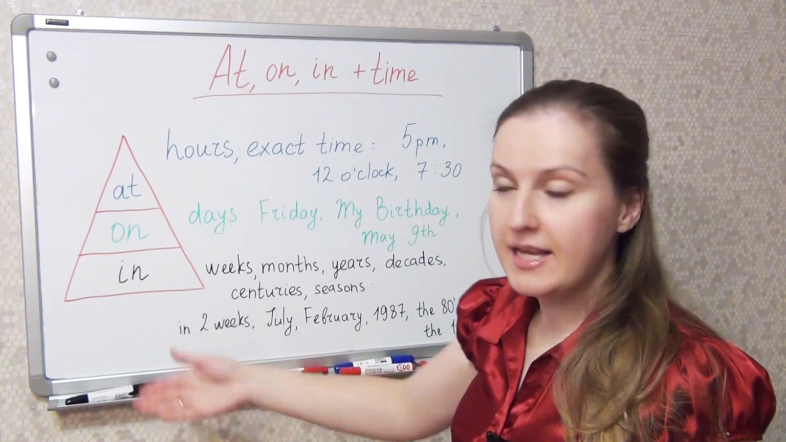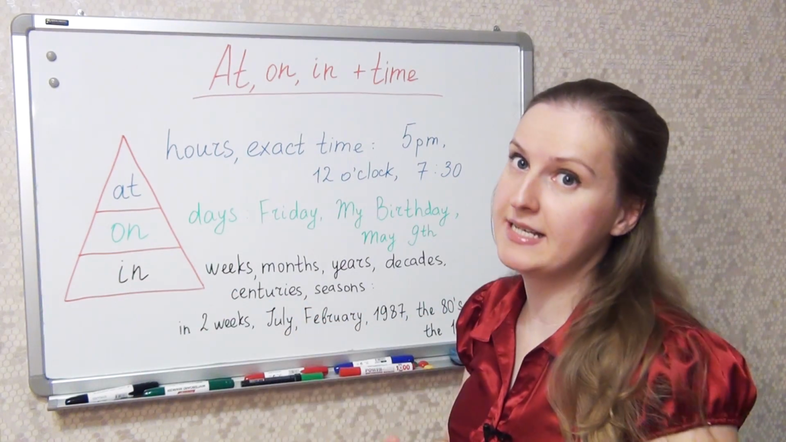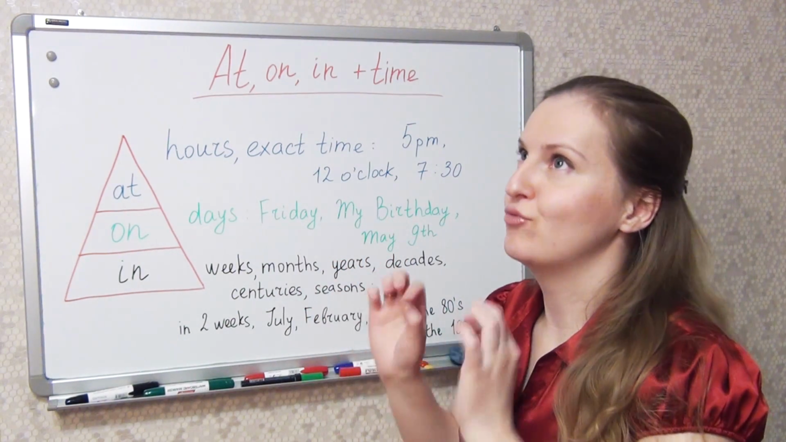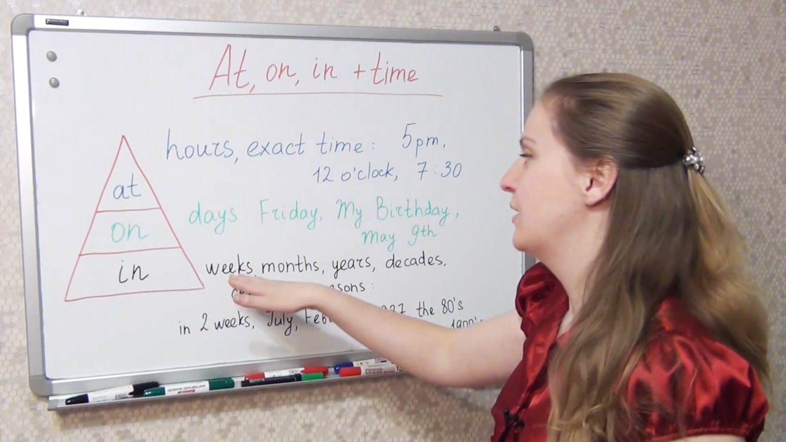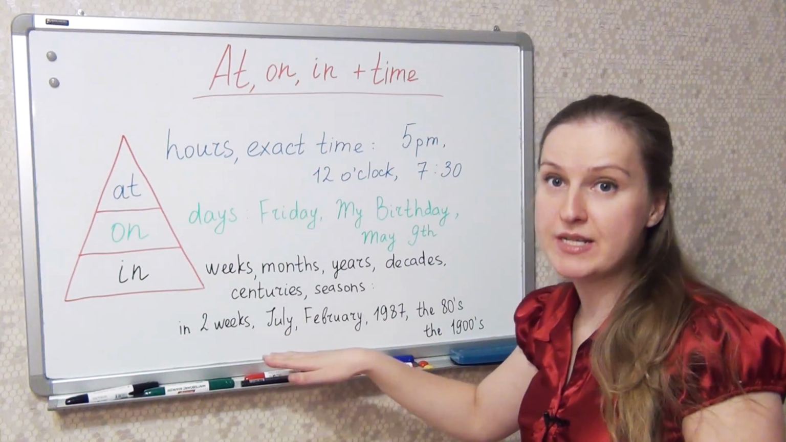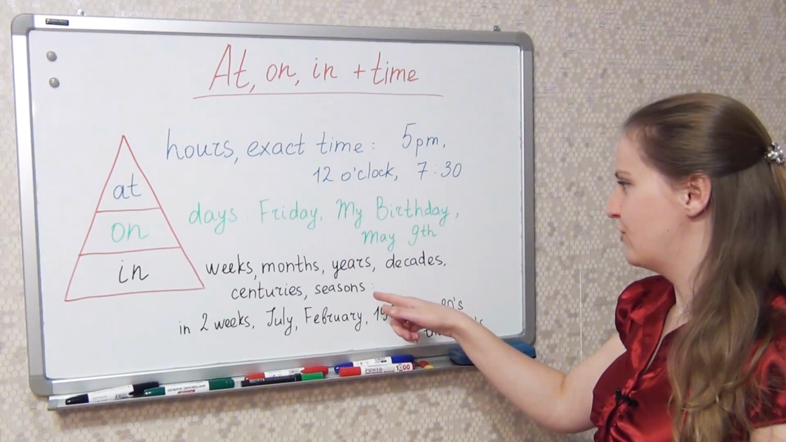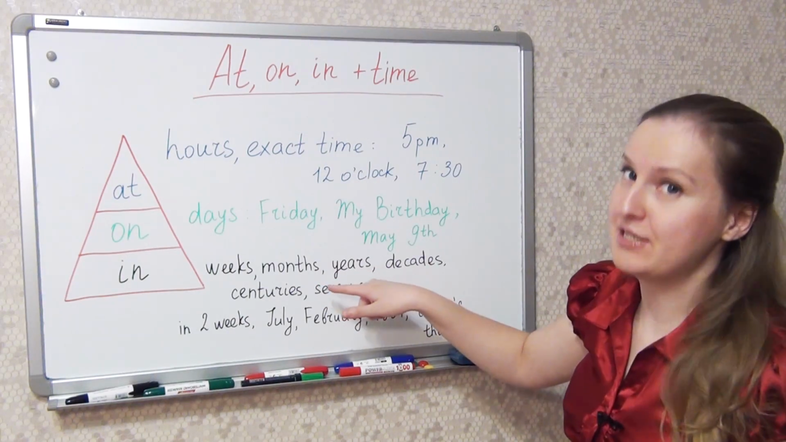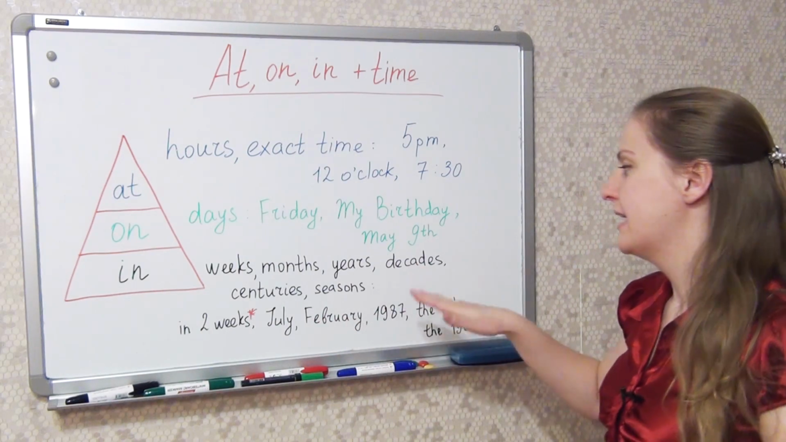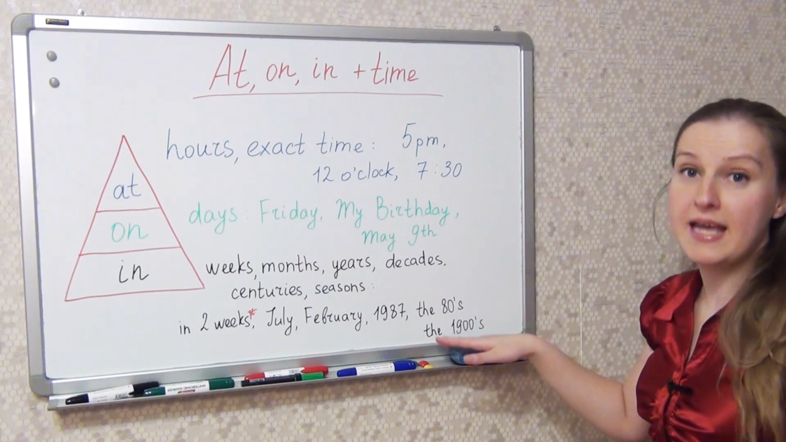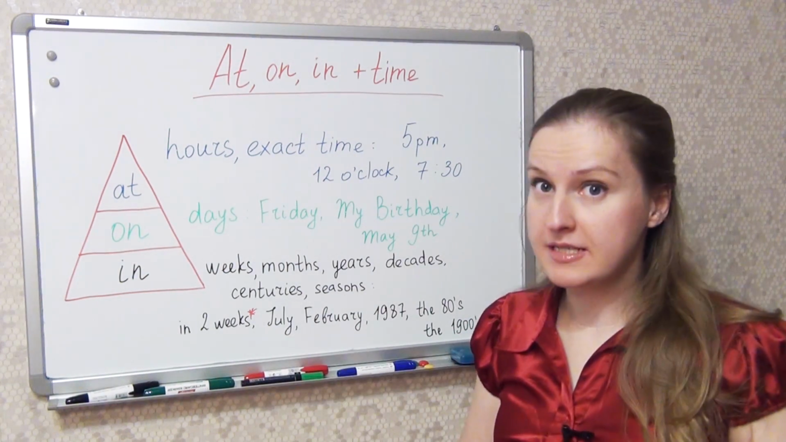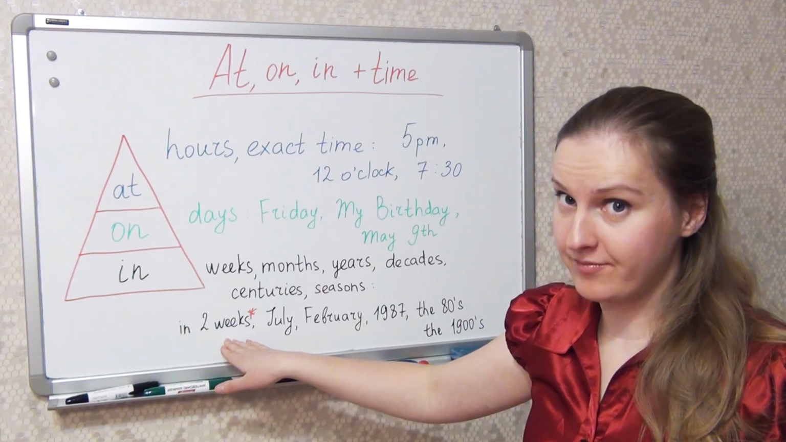And finally, at the bottom, we have in, because it is connected with long periods of time. Some of them are really, really long. Weeks, months, years, decades, centuries, seasons. Well, seasons should be somewhere between months and years. Anyway, in 2 weeks, in July, in February, in 1987, in the 80s, in the 1900s. Notice that I have put an asterisk here.